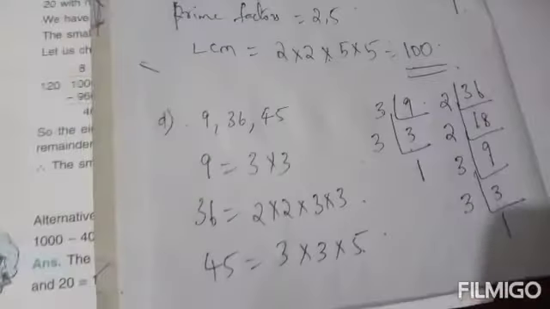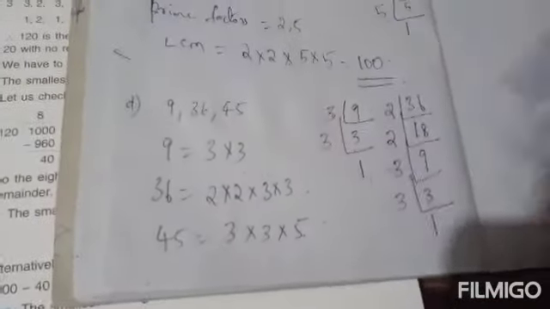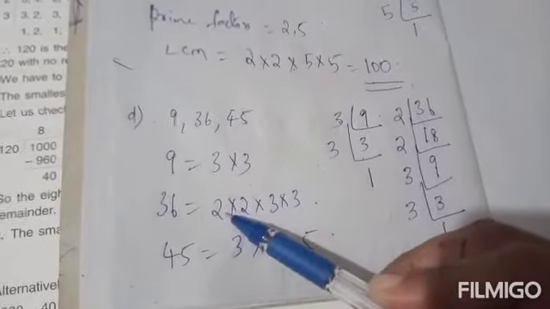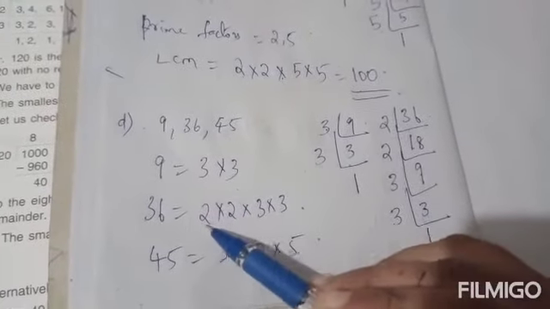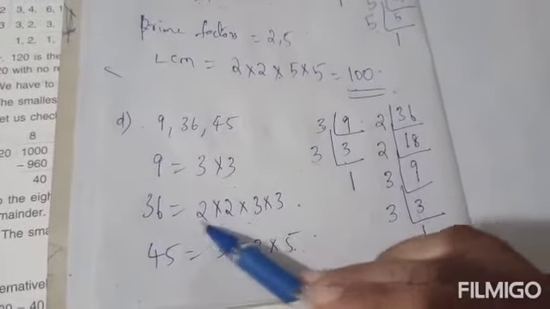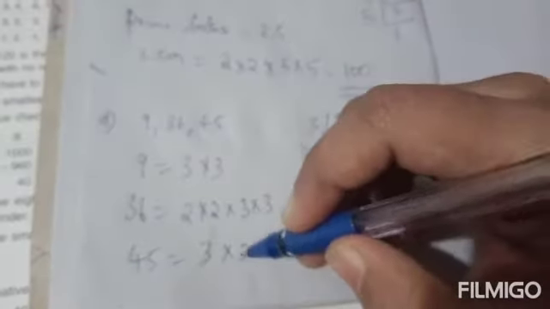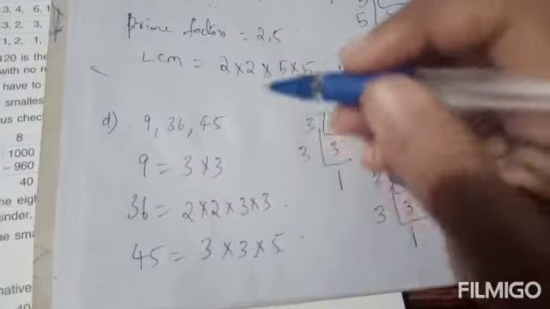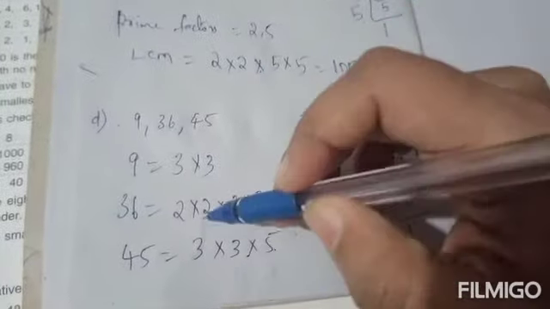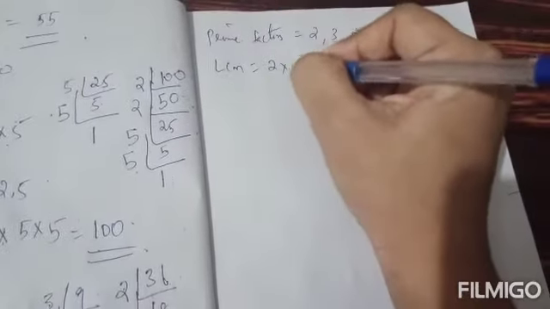Now for finding the LCM, first we can take the prime factor 2. 2 is coming 2 times in 36 and it is not coming in 9 and it is not coming in 45 also. So in the LCM 2 will come 2 times. Okay, so 2 into 2 into.